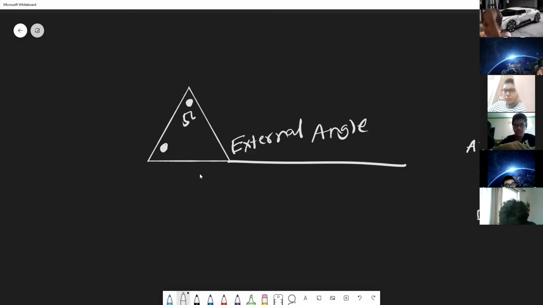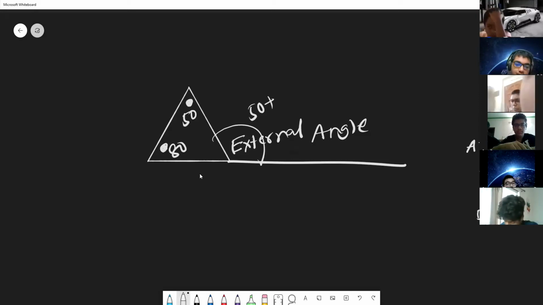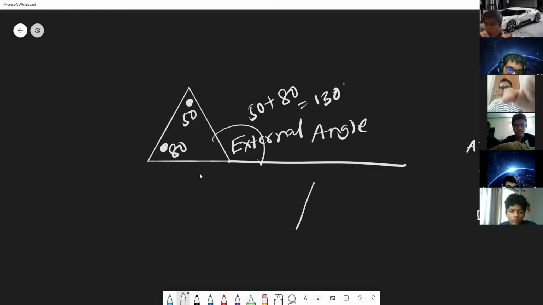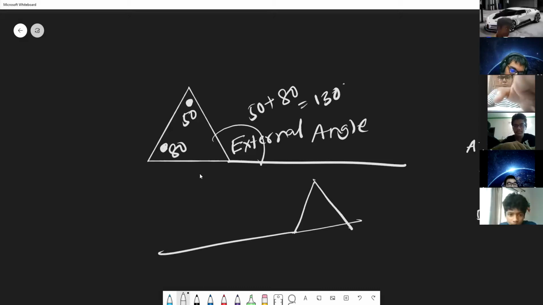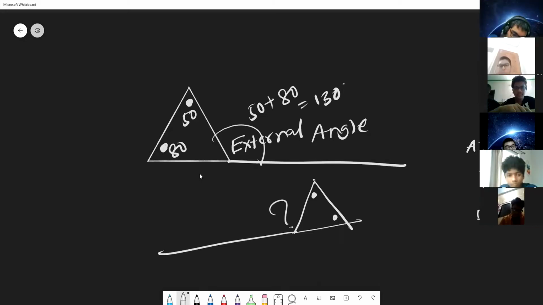Suppose this angle is 50 degrees. This angle is 80 degrees. So this external angle will be 50 plus 80, that is 130. So if we produce this side, the external angle will be created. External angle is equal to the sum of two opposite internal angles.